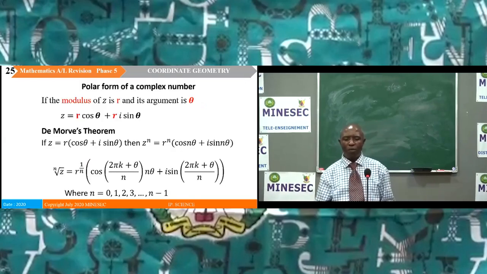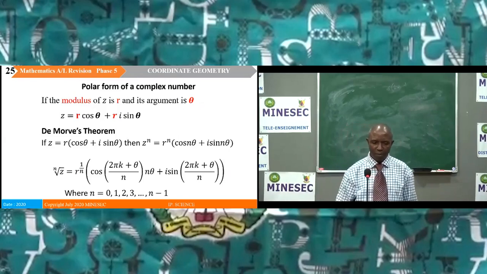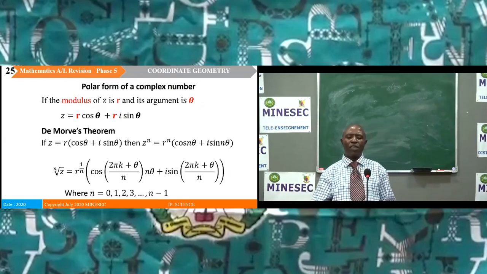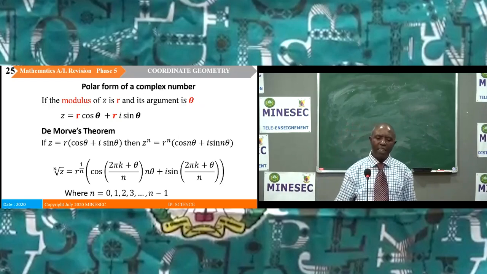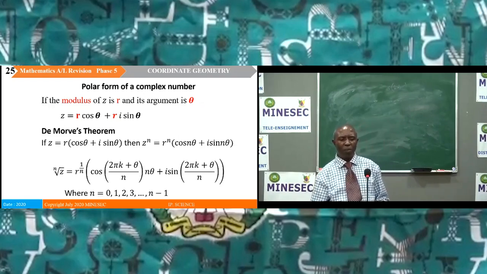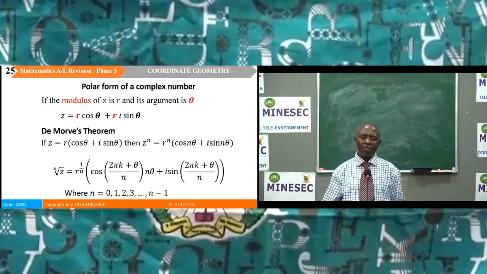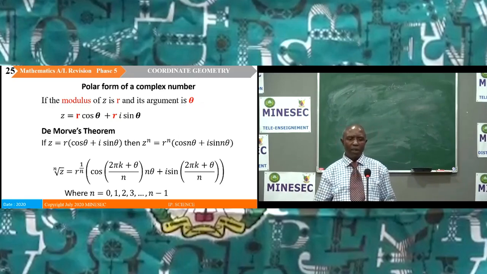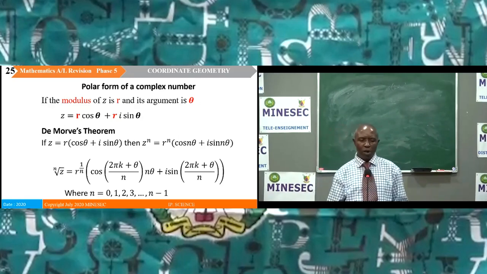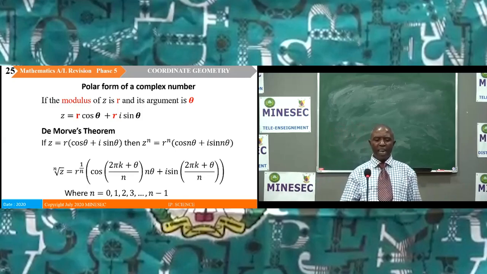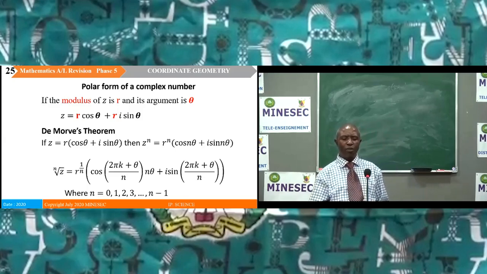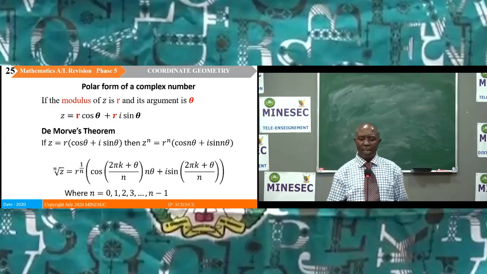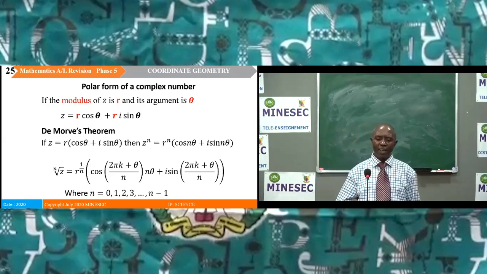Polar form of a complex number. If the modulus of z is r and its argument is theta, z is equal to r cos theta plus i r sine theta. De Moivre's theorem: if z is equal to r into cos theta plus i sine theta, then z to the n is equal to r to the n into cos n theta plus i sine n theta.